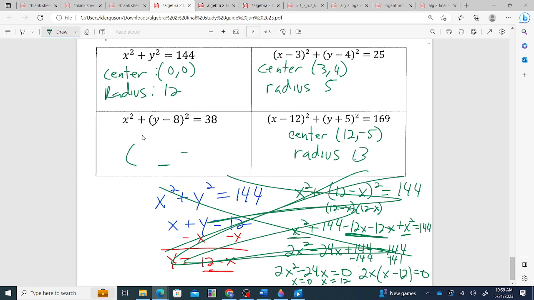Last one. What's the radius? It's not a whole number. It's just square root of 38. Don't make it harder than it is. If it's not a perfect square, you can just put the square root of whatever, and that's it. And then what's the center? 0 and 8.